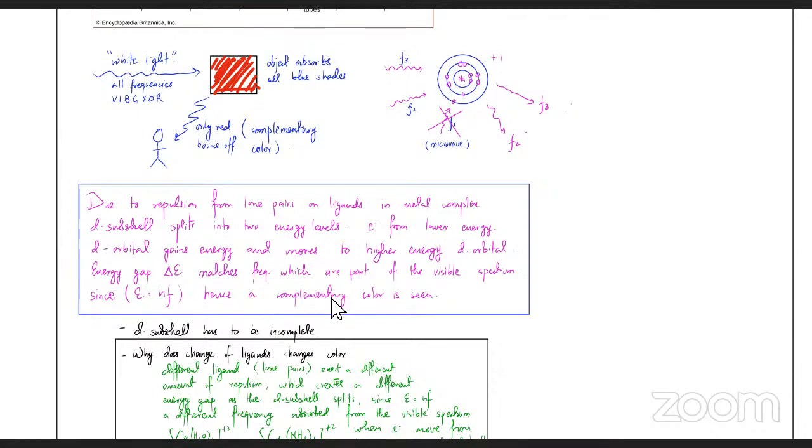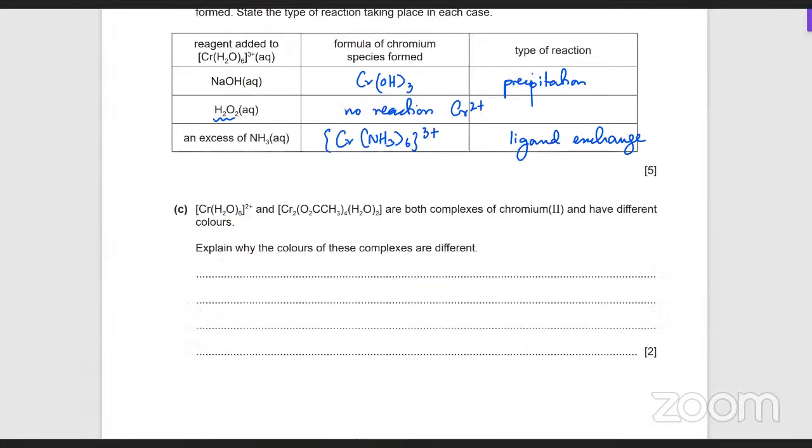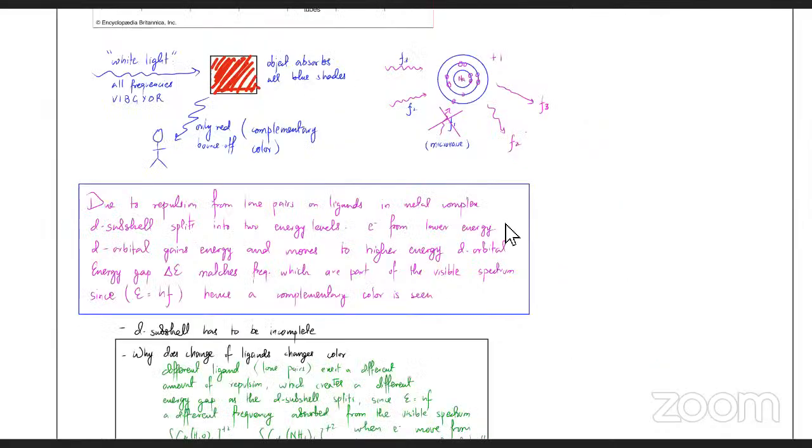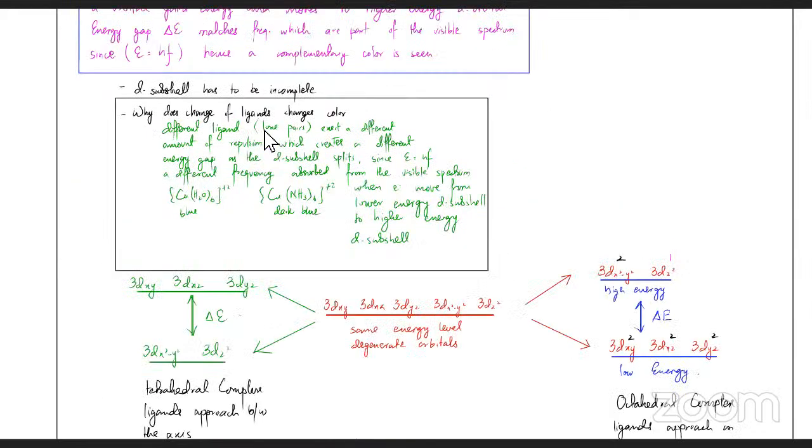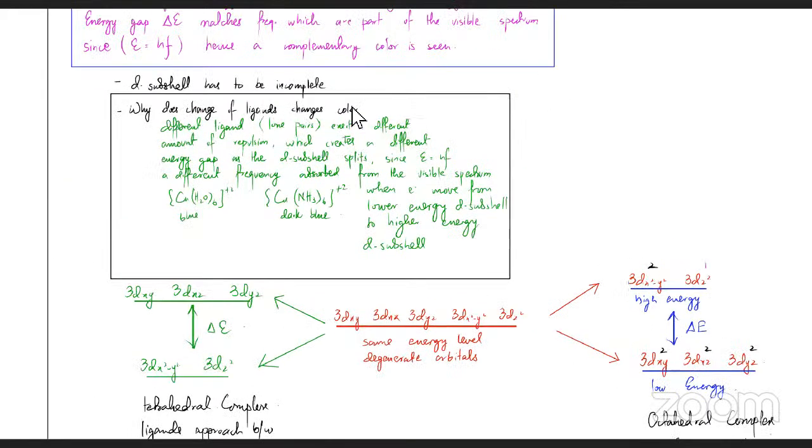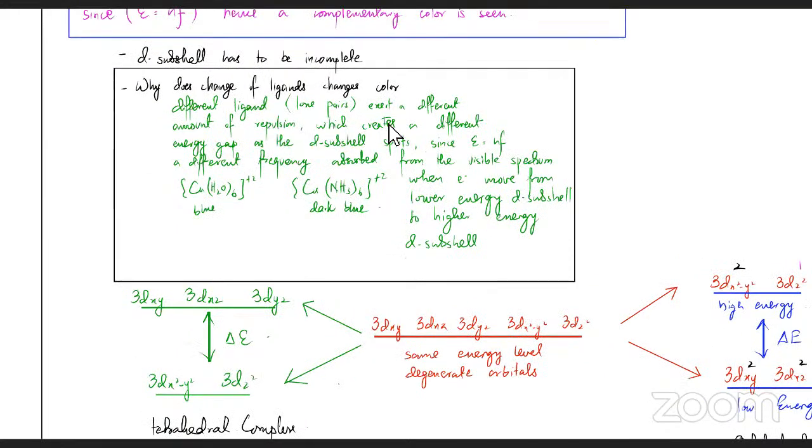The second type of question, make sure you know the difference, states that both are chromium species, but when you change the ligand, the color changes. So why does the color change? The answer is: if you change the ligand, a different ligand would exert a different amount of repulsion, which would create a different energy gap as the d subshell splits.